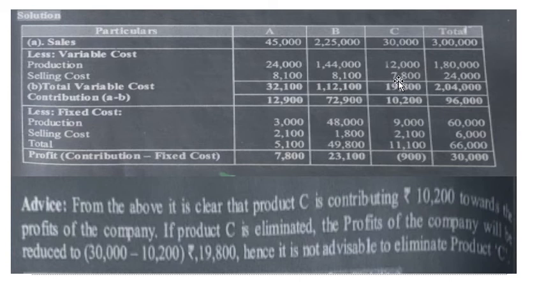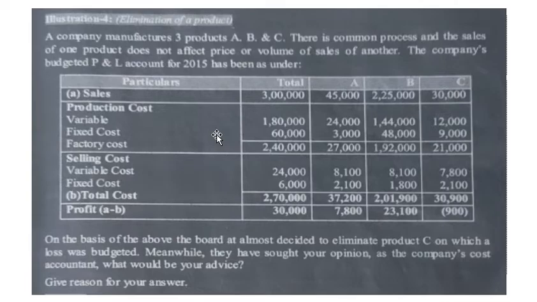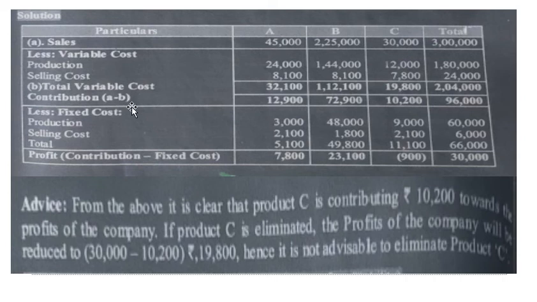So after we get a contribution, we will minus our fixed cost. Your fixed cost as per the question is, for product under production sector, fixed cost for A is 3,000, and for B it is 48,000, and for C it is 9,000. So let us account it. Under production cost, for A it is 3,000, for B 48,000, for C it is 9,000. So the total when we add up it is 60,000.